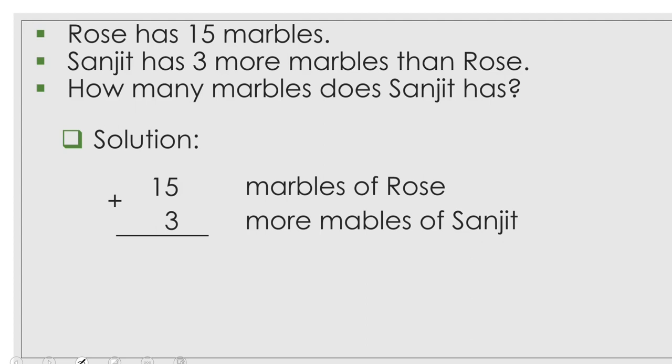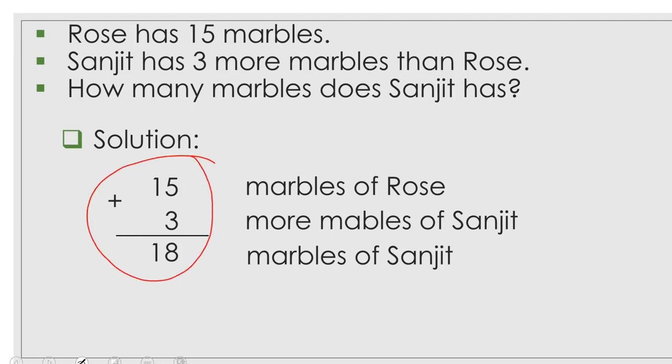Because it says "more than," and it is also asking how many marbles Sanjit has. So 5 plus 3 equals 8, and then bring down 1. So this is 18 marbles of Sanjit.